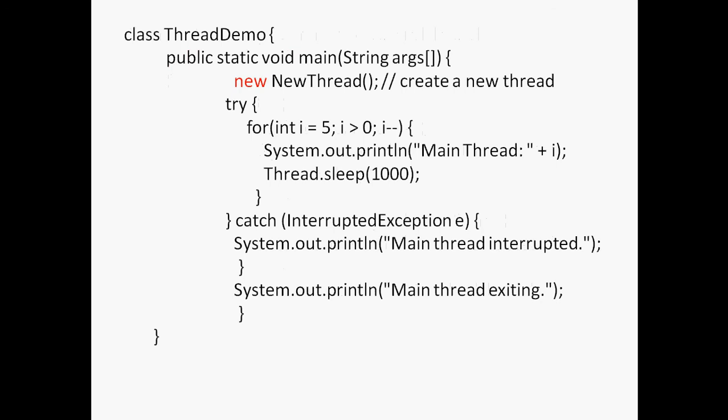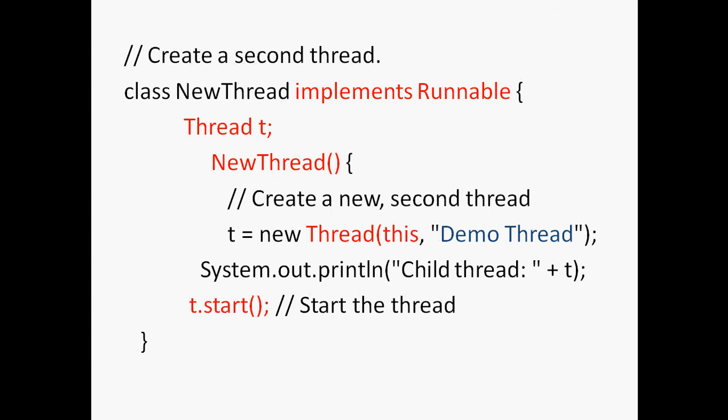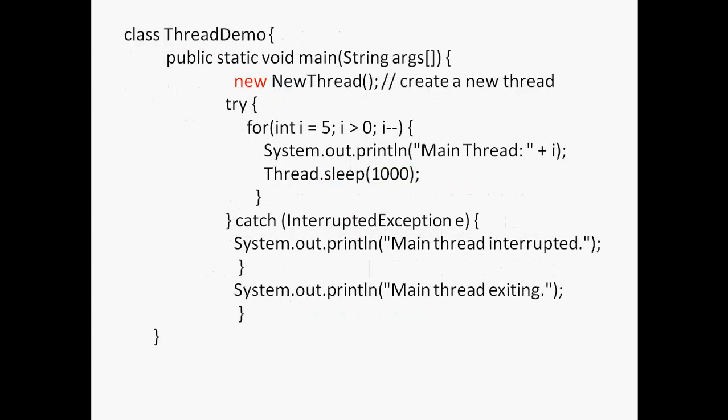So next, the main function, class ThreadDemo. This is the main body of the program. Class ThreadDemo, public static void main, String args. So new NewThread. NewThread is a class name. See here in this layer, class NewThread. For that we are allocating the memory. NewThread is a constructor function. Remember that NewThread. And here also we are printing the numbers 5, 4, 3, 2, 1.